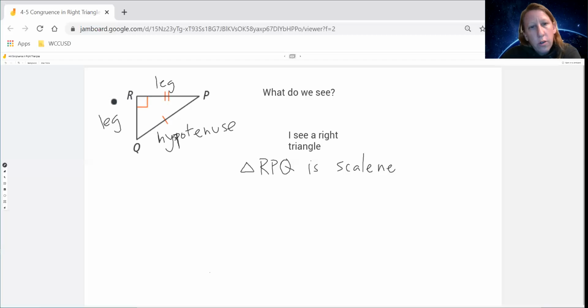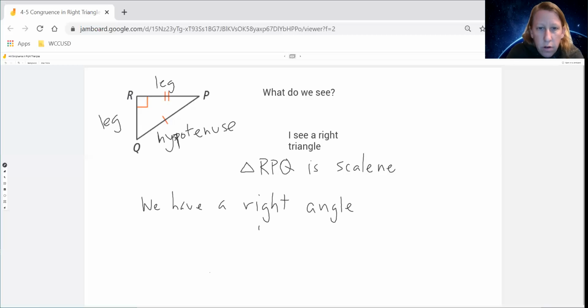So in this triangle, what was marked? There were 3 things that were marked. It's a right triangle. We have a right angle. The abbreviation you'll see me use for this lesson is RT angle. That's a right angle. And what else is given to us? There's a mark on the hypotenuse, and there's a mark on one of the legs. So this is called hypotenuse leg.